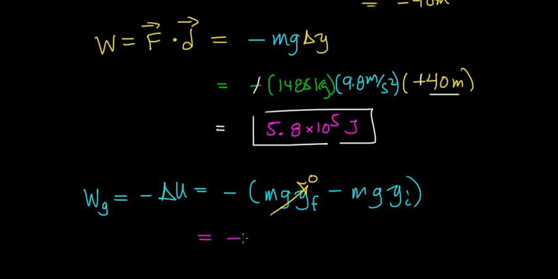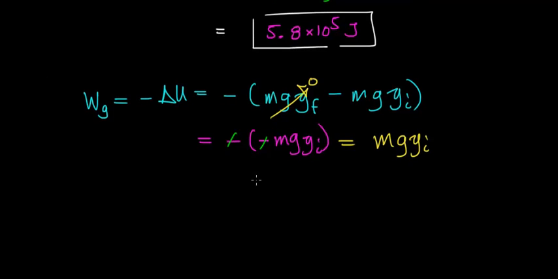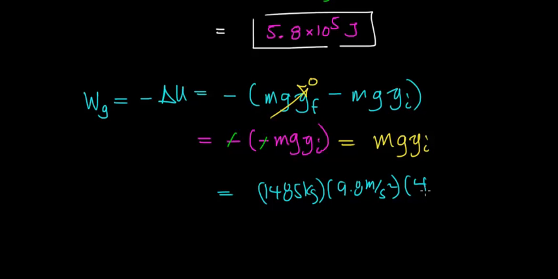And what you should see is that this works out to be a minus negative mg y initial, the initial height of the car. Again, this negative cancels out with this negative, and so you get a relationship for the work done by gravity using the change in the potential energy of the car equal to the mass of the car times the gravitational acceleration times the initial height of the car. If I were to plug in all of these values, I would get 1,485 kilograms times 9.8 meters per second squared times the initial height of the car, which was 40 meters, and that would work out to be exactly 5.8 times 10 to the 5th joules.